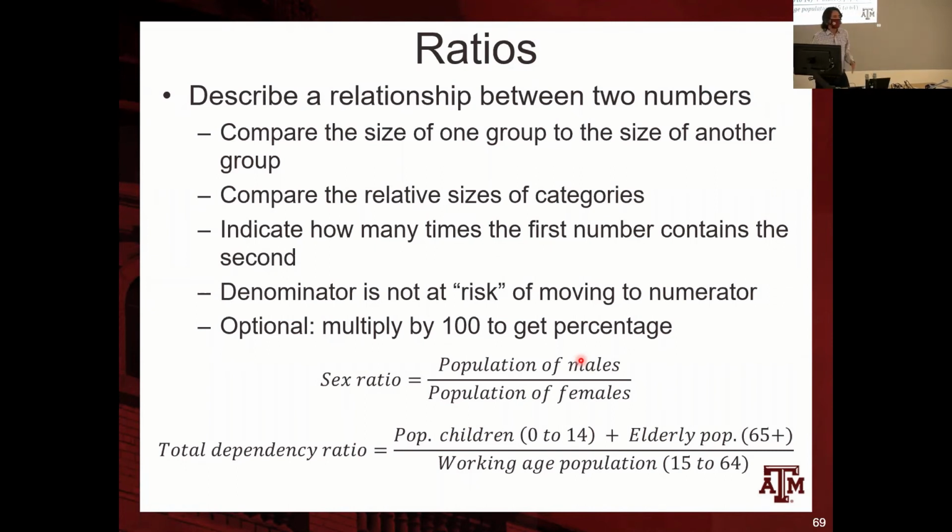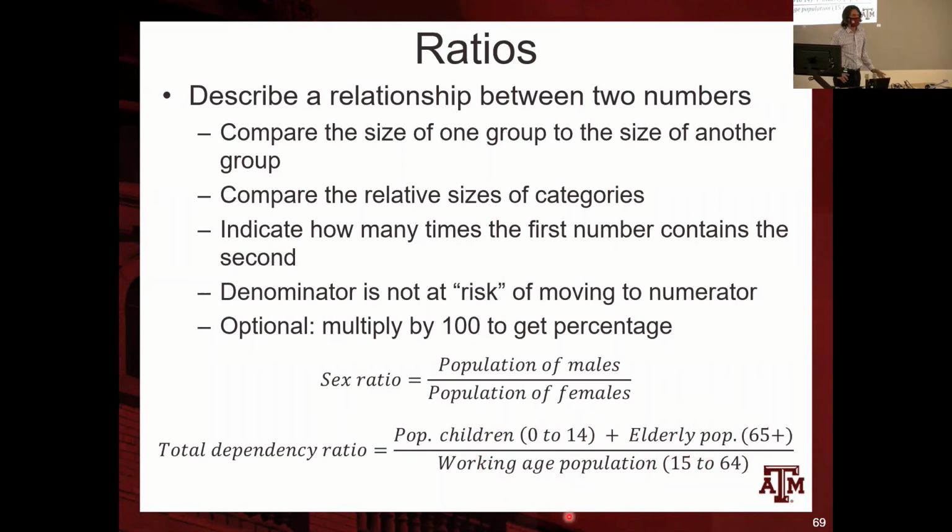The total dependency ratio in a specific year, in a specific country: I can either be a child, a working age person, or an elderly person, depending on my age. 0 to 14, 15 to 64, 65 plus. People get older over time, but here we are talking about one specific time. I can be counted only as a child, working age person, or elderly person.